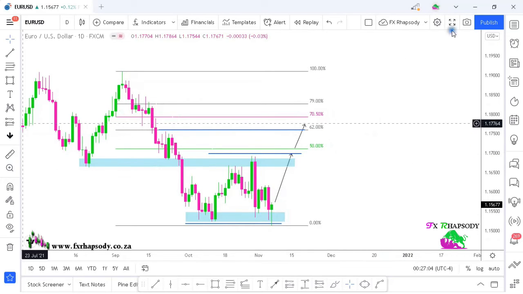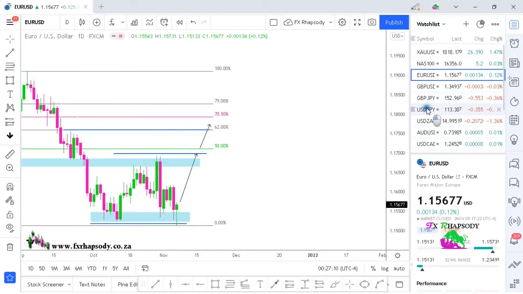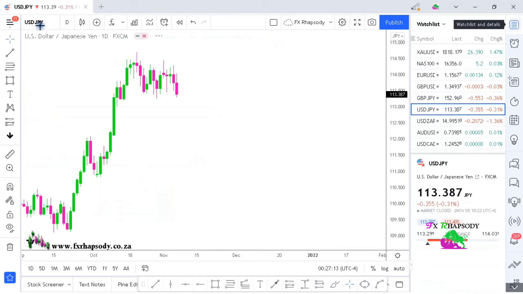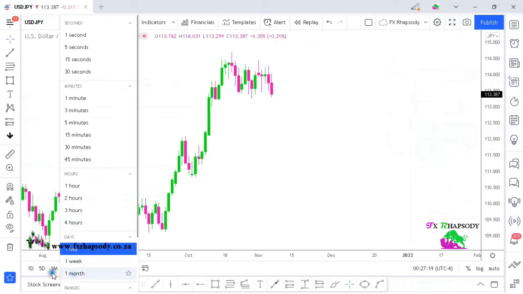Right, let's head on to the next pair. It will be your USD Japanese yen, UJ. USD Japanese yen. Then again, starting at the monthly quickly, let's just have a quick dab at it.